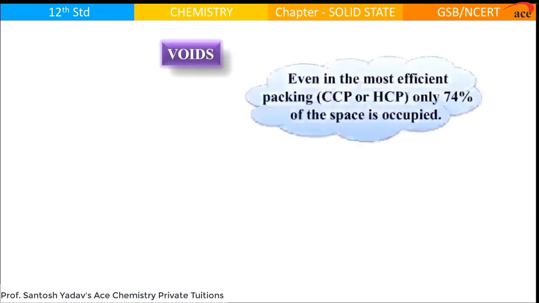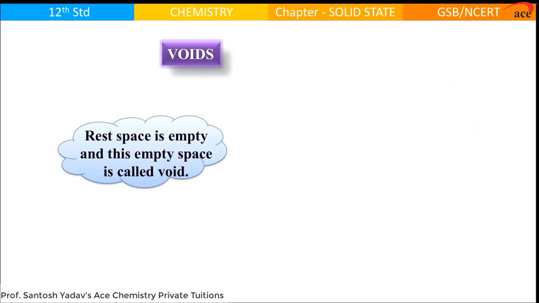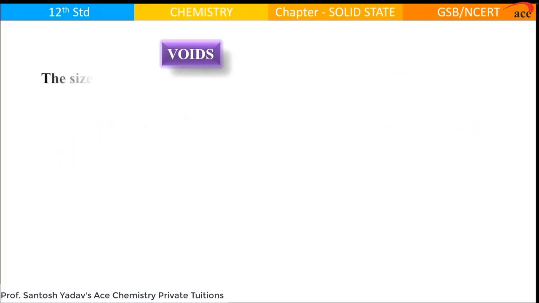Before we understand, you should know the most efficient packing is CCP, also called FCC or HCP, and they have 74% of the space occupied. That means 26% of the space is empty. Empty space is also called voids.